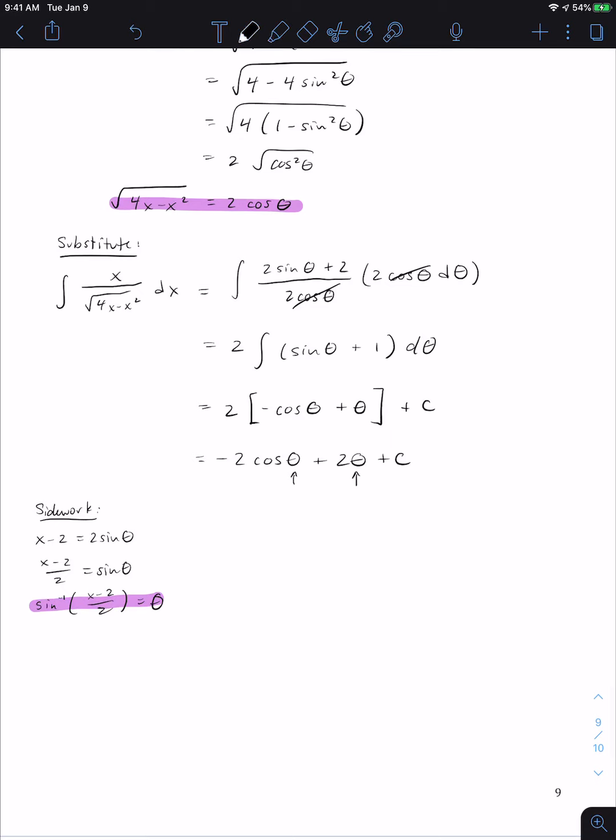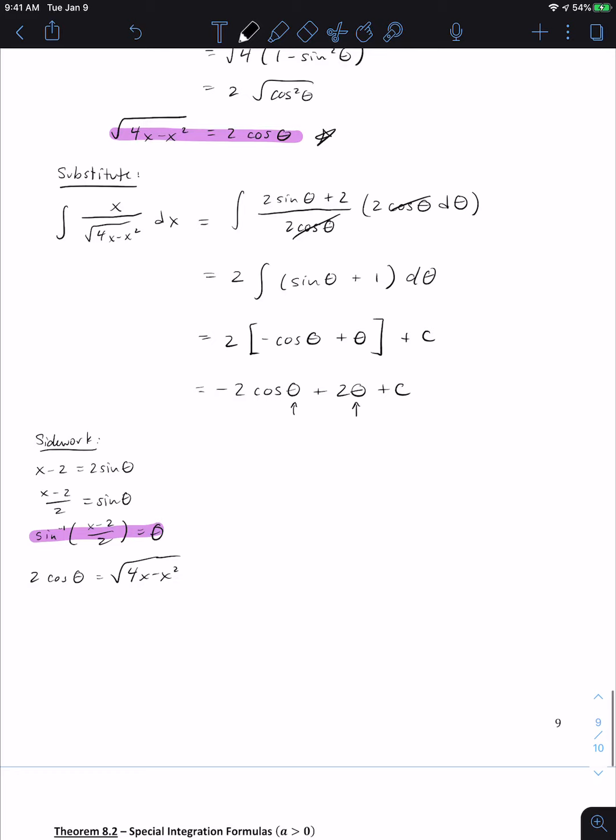Now, what's the other thing I need? I need cosine of theta. So I actually don't even need to do any more side work because I know that 2 cosine of theta is equal to the square root of 4x minus x squared by my substitution. So what does that mean? That means that cosine of theta is equal to the square root of 4x minus x squared over 2.